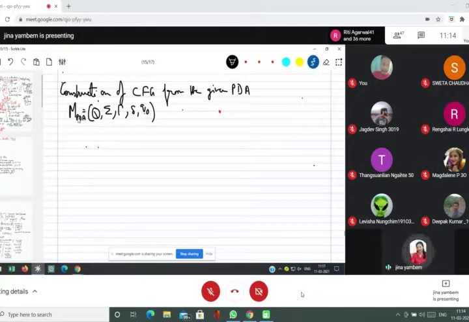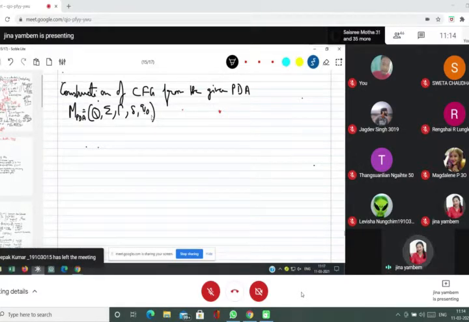I didn't mention the final set of states because we are considering that the push-down automata provided to us will be a type of push-down automata which accepts the string by emptying the stack. That's why I'm not mentioning the set of final states.